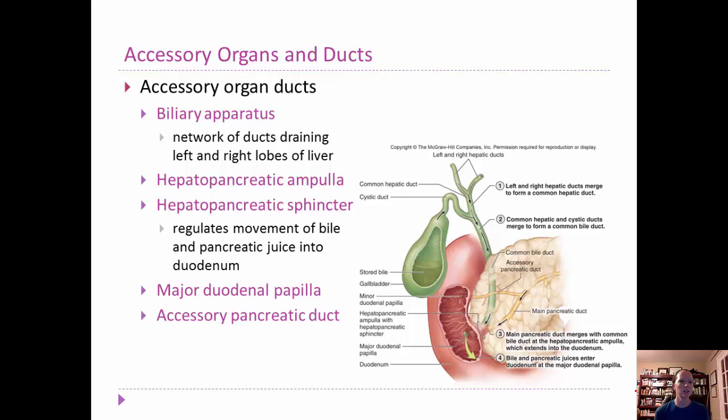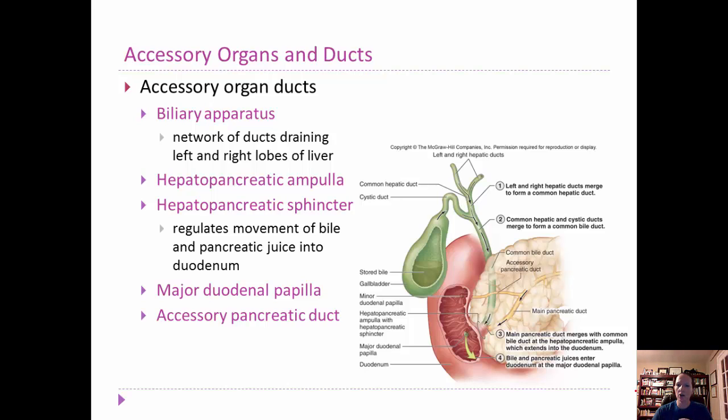Let's take a look at the accessory organs and the ducts. If we think back to what the accessory organs are, we've already talked about the salivary glands, but these are going to be the ones that empty their secretions here into the lower GI tract. They are going to be the liver, the gallbladder, and the pancreas.